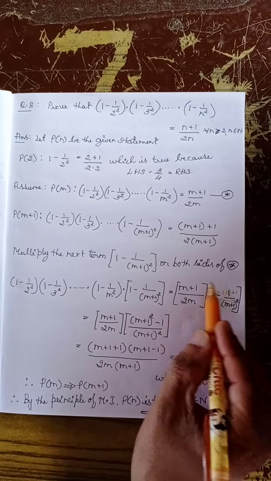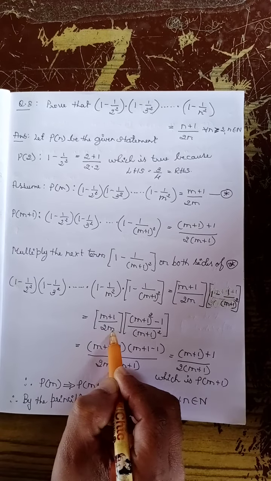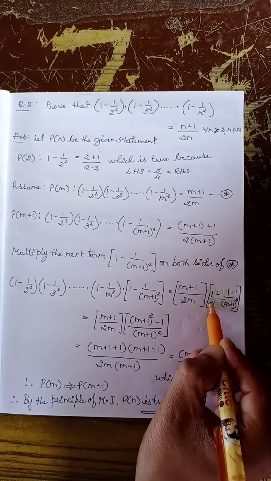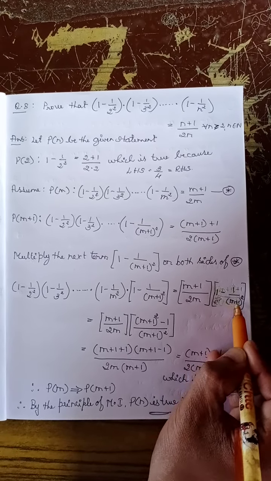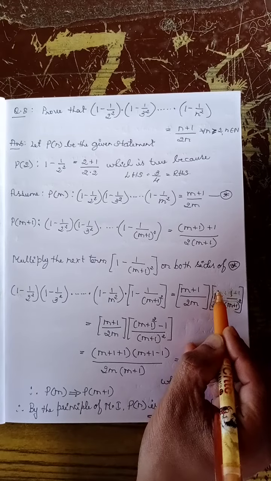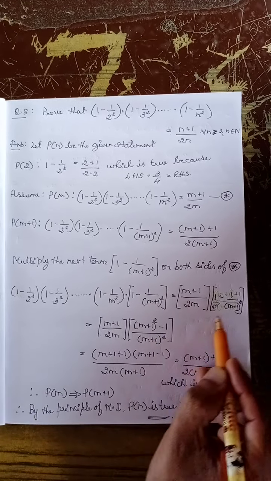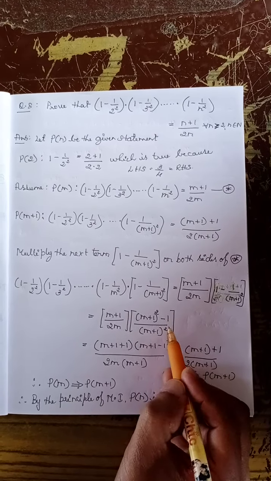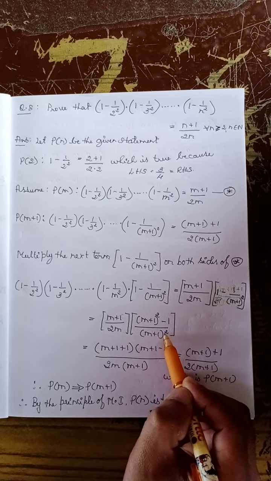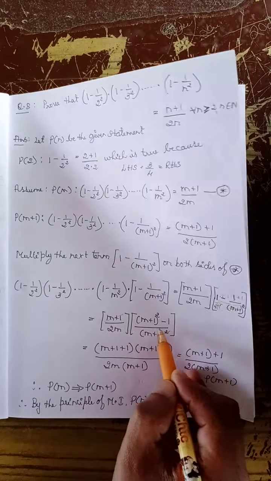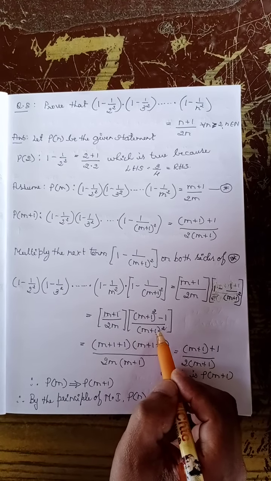Now simplify the right hand side of p of m plus 1, which is (m plus 1) by 2m. Here this has a denominator 1. By considering the common denominator as (m plus 1) the whole square, we need to multiply this by (m plus 1) the whole square. So (m plus 1) the whole square minus 1, divided by common denominator (m plus 1) the whole square. Here we have m plus 1 and another m plus 1 getting cancelled. So each factor is getting cancelled.